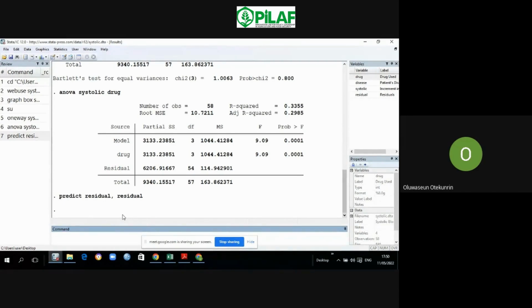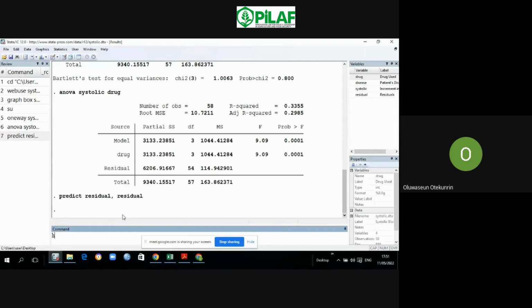The first thing is we can examine the histogram of our residuals. Number 2, we can examine the quantiles of our residuals against the quantiles of the normal distribution, that is the QQ plot. The last one is we can examine the standardized normal probability plot of our residuals, that is the PP plot. So let us go to the first one: examination of the histogram of our residuals.